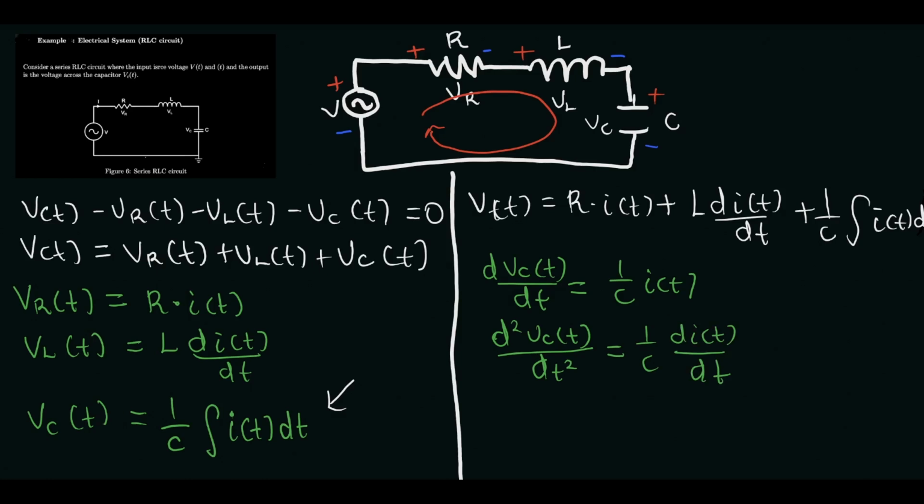From here, we can make i(t) the subject of the formula. That will give us i(t) equals capacitor multiplied by the differential of vC(t) over dt. And over here, we can make your di/dt the subject of the formula. So your di/dt will be equal to your C multiplied by d squared vC over dt squared.